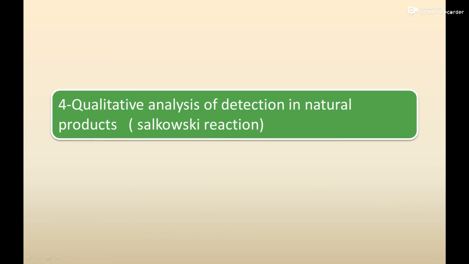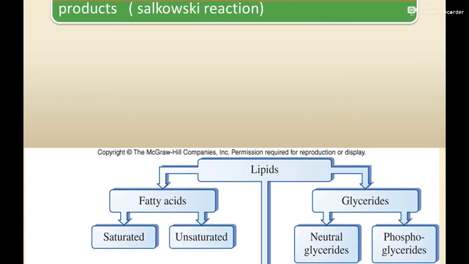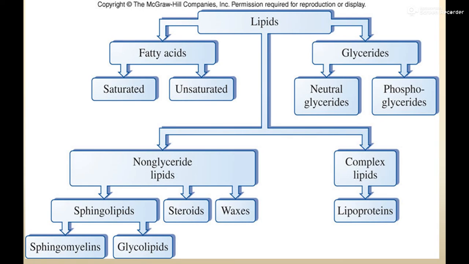Another one is qualitative analysis of detection in natural products. This is a very simple flow sheet diagram. This is lipid. So lipid may be fatty acid, it may be glyceride. Fatty acid is further divided into two: one is saturated fatty acid and the other is unsaturated fatty acids. Like we have already talked about stearic acid and oleic acid. One is saturated fatty acid, the second one is unsaturated fatty acid.